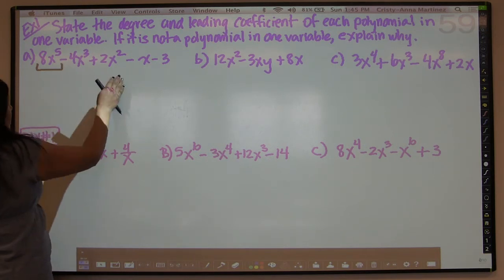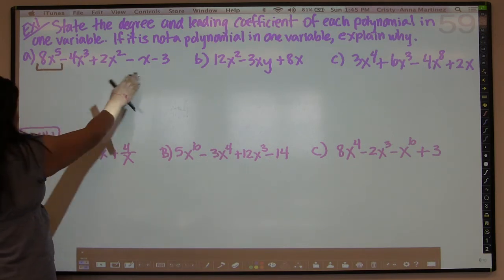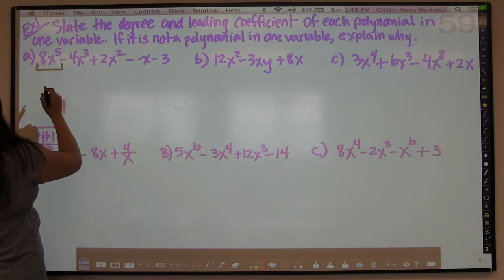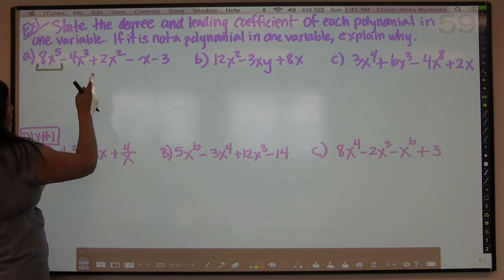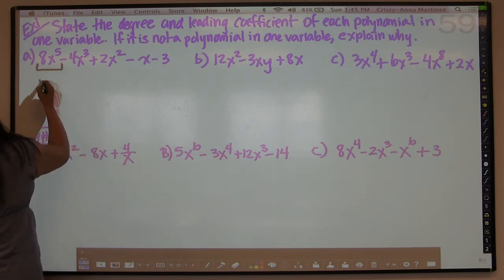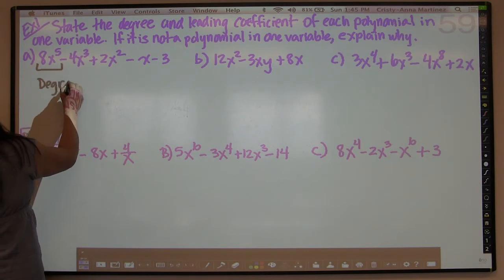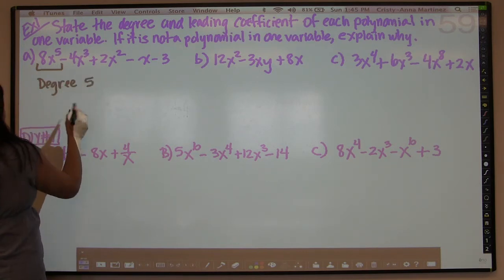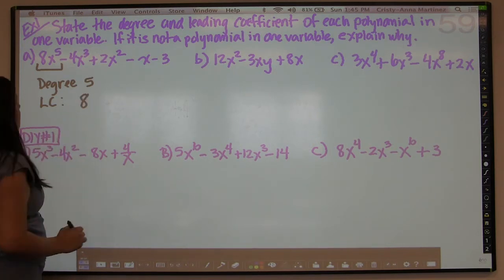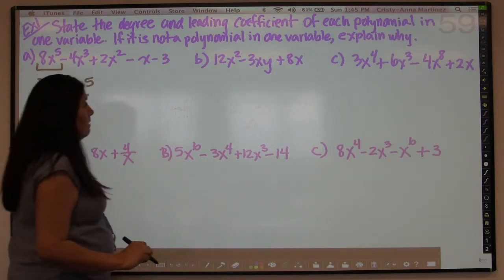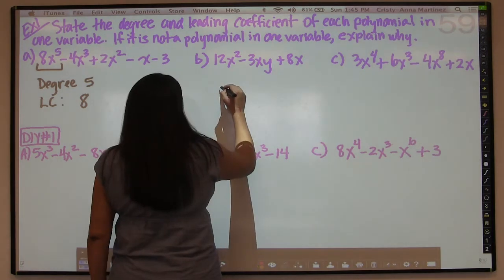So this is a polynomial in one variable. The only variable here is x. So then that means that we have to go ahead and give the degree. So our degree would be 5, and our leading coefficient would be 8. And it's that simple.